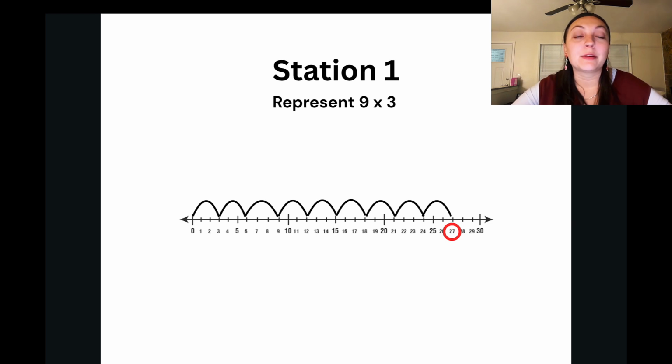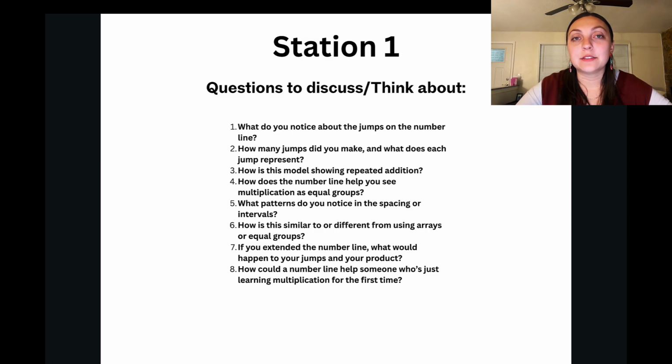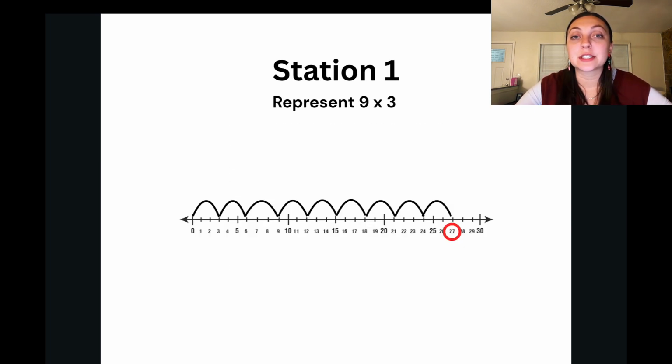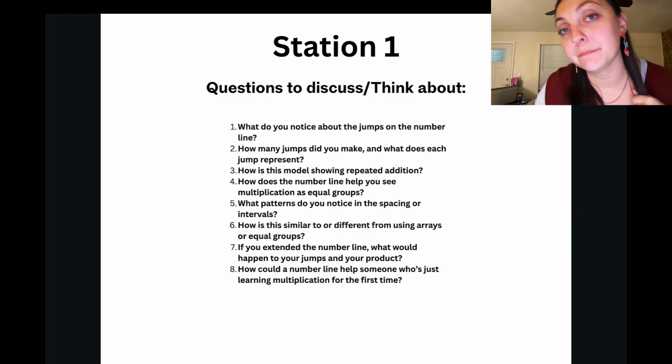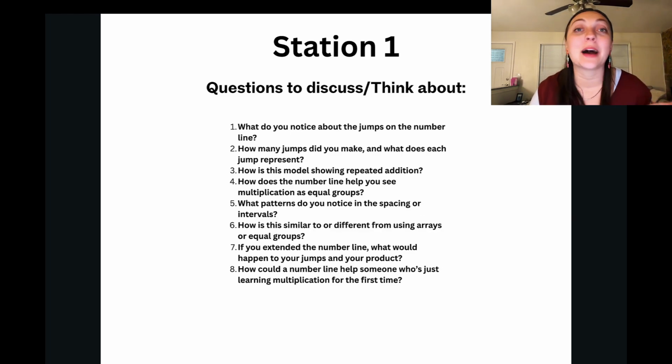And then for the remaining minute or so in each group, if there's time, I have a set of discussion questions to talk about. All these questions are great for discussions in order to get the groups talking and communicating about using a number line.